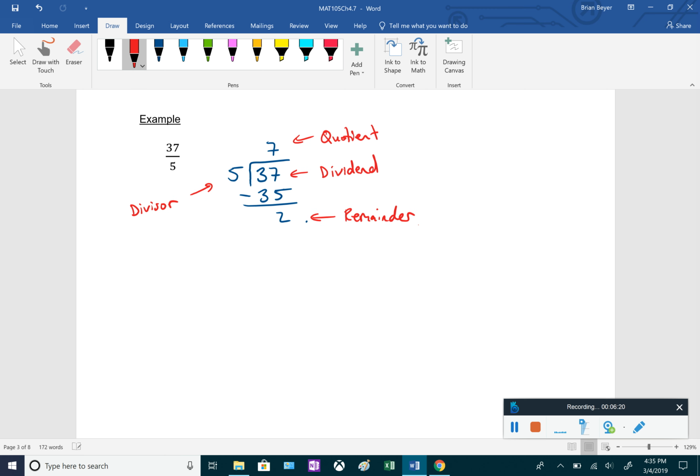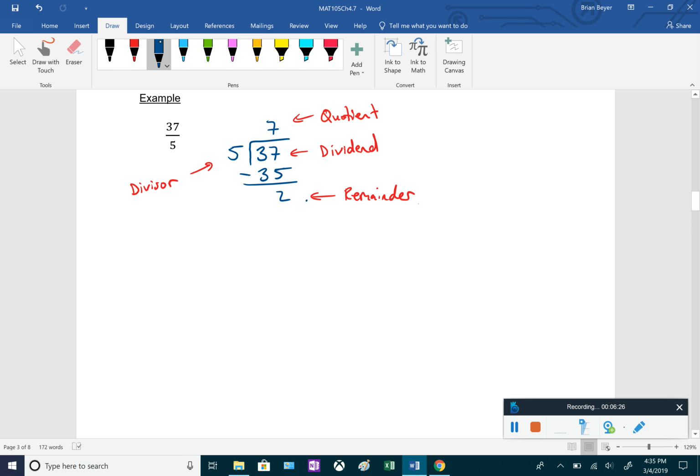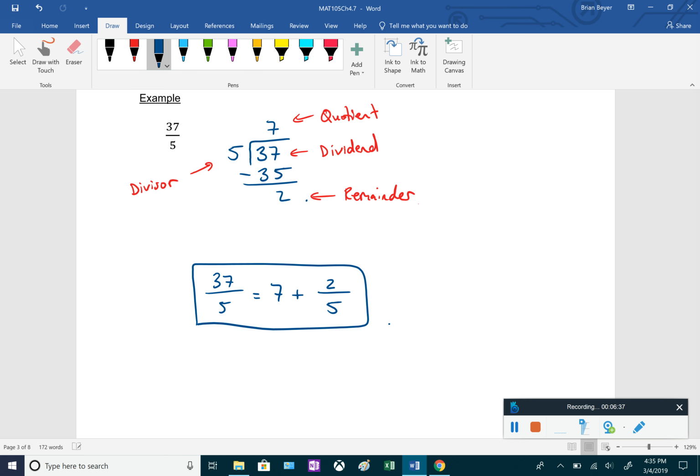So if we write this in the form of that division algorithm up here, it's going to be the original problem, so 37 over 5, equals the quotient, which is 7, plus the remainder over the divisor. So that would be our answer using the division algorithm. As a mixed number, we would say 37 over 5 is just 7 2/5.